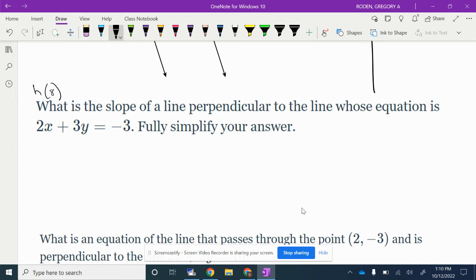So what is the slope of a line perpendicular to a line whose equation is 2x plus 3y equals -3? Okay, so I'll let you guys write down as much as you need. Remember, this is a study guide that you can use on the test, so you might want to write as much wording down as you need to understand what the question is asking. Ben will decide who does this problem.